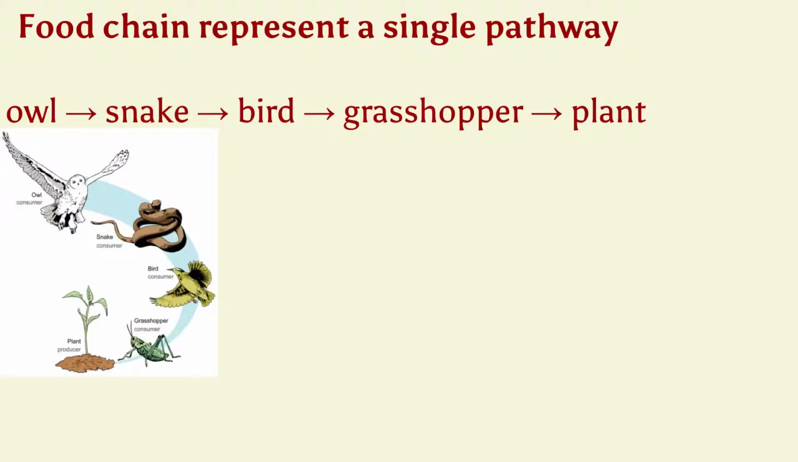An example shown here of the owl eating the snake, eating a bird, which eats a grasshopper, and the grasshopper eats the plant. Food chains are more simple than what really happens in nature, but they do a good job of kind of showing basically what's going on.